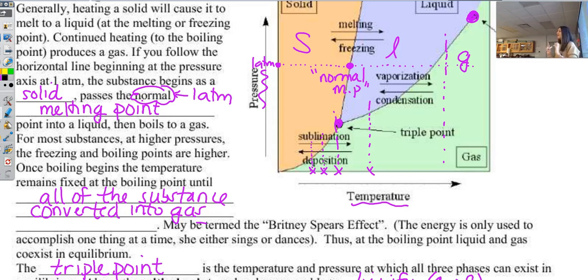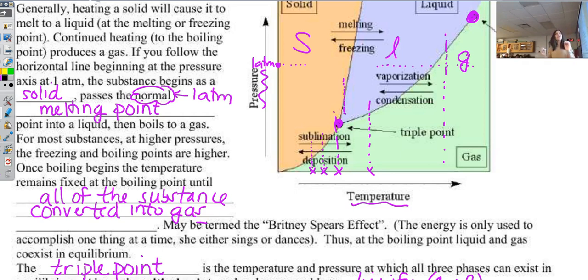Can I get my liquid pressurized, or compress my liquid, to turn it into a solid at any point on here? Can you see that I can turn my liquid into a solid? Here's my liquid right here. I should erase this for just a second so that you can see this. Okay, so if I start here and I increase my pressure without changing my temperature, does my liquid change into a solid? Yes. Remember when we said that liquids are nearly incompressible?